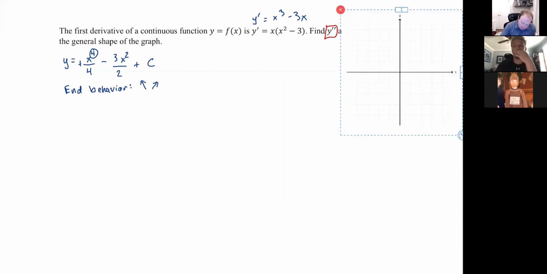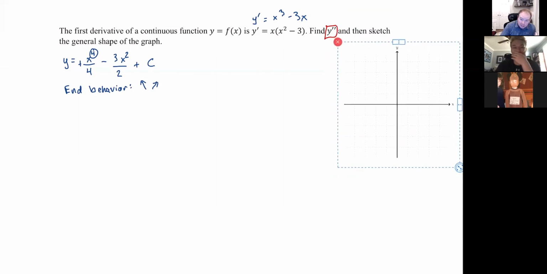So let me put a blank x and y axis up here. And I know from what I just did, thinking backwards, that my original function will have end behavior that looks like this. I'm just trying to sketch the general shape, identifying it using information from the first and second derivative.